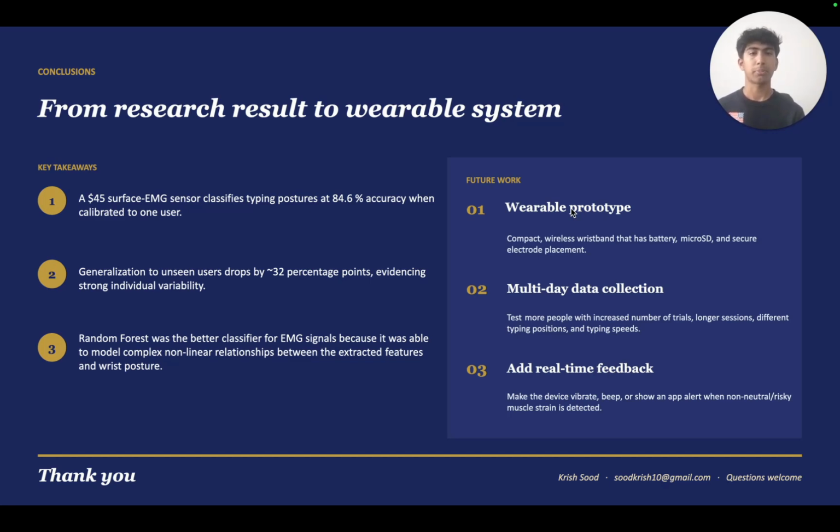For future work, I plan on creating a wearable prototype that works as a wristband and has a micro SD, battery, and secure electrode placement. I also plan on doing multi-day data collection with increased number of trials, longer sessions, different typing positions, and different typing speeds. And finally, I want to add real-time feedback to my system, where the device vibrates, beeps, or shows an app alert when non-neutral or risky posture is detected.